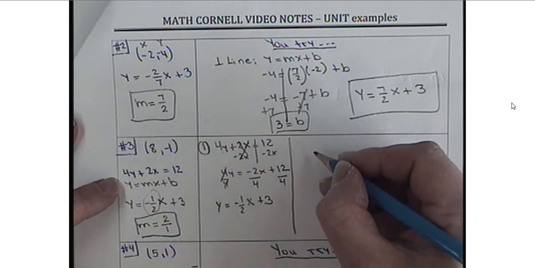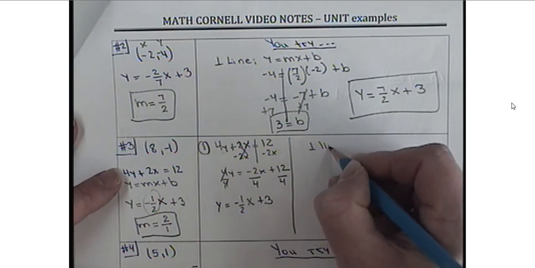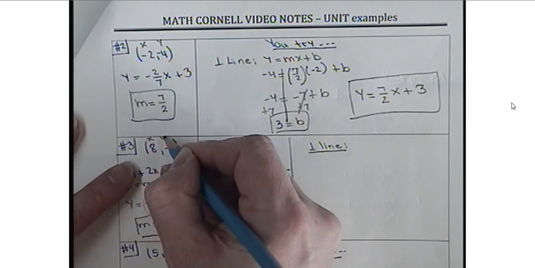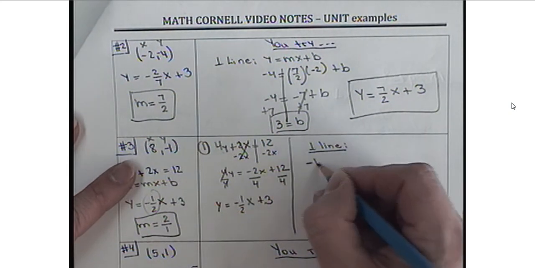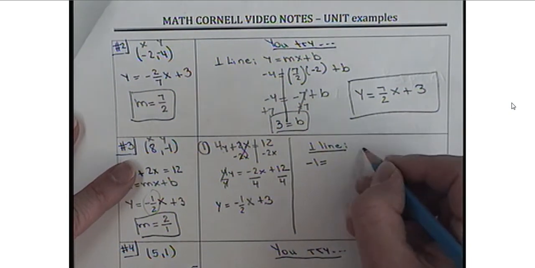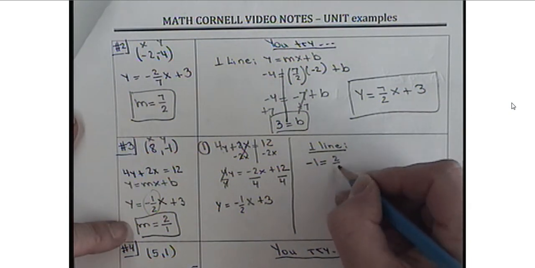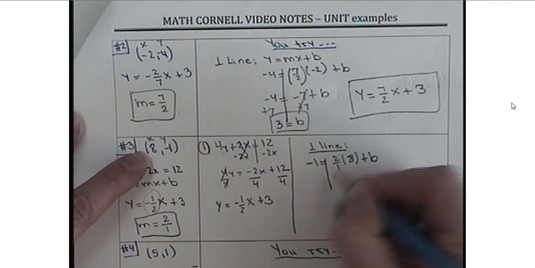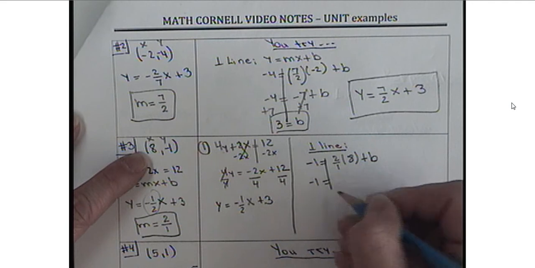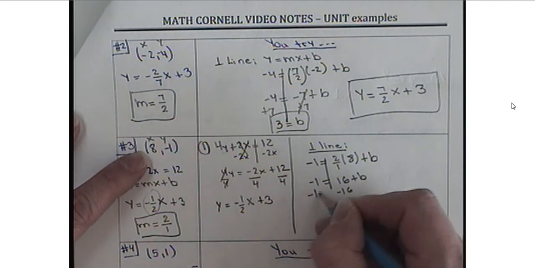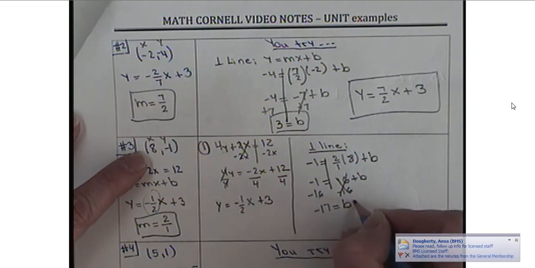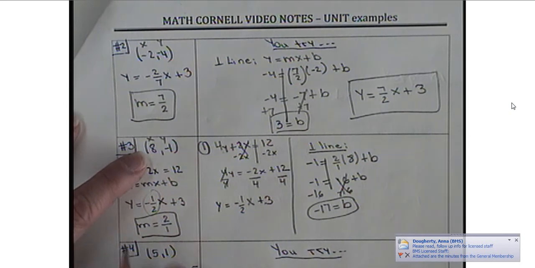Alright, very good. So the perpendicular line equation now, we're using x and y again from this point. We substitute -1 equals 2 over 1 times x is 8 plus b. -1 will be equal to 2 times 8 is 16 plus b. Subtract 16 from each side, those two cancel, so -17 is equal b. We have m and b.